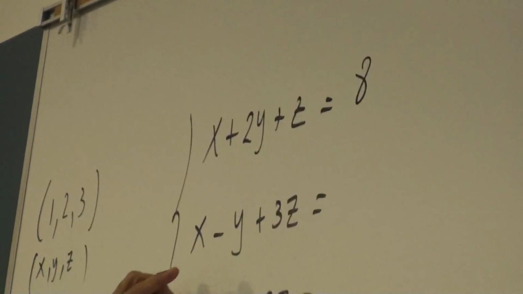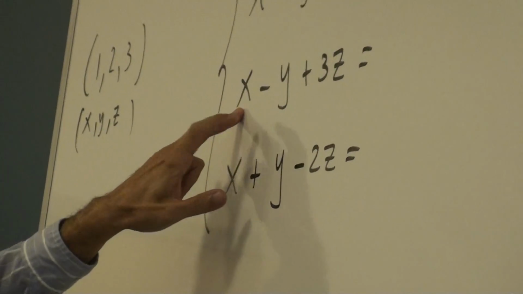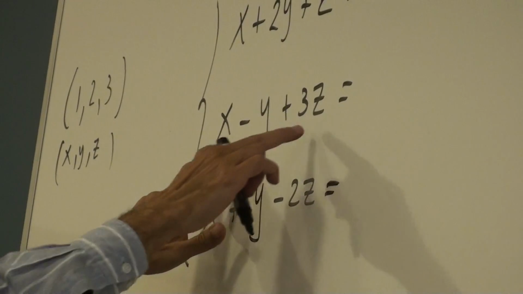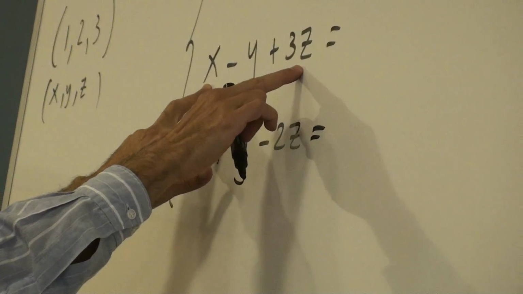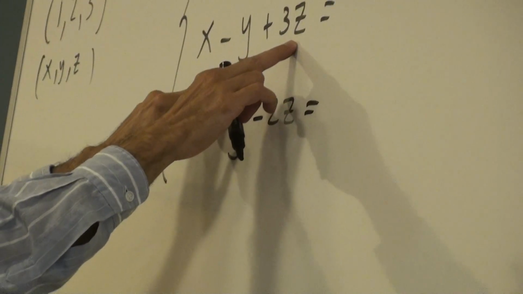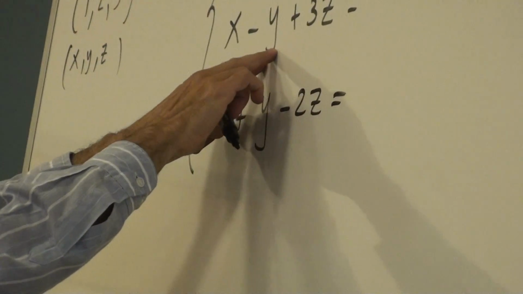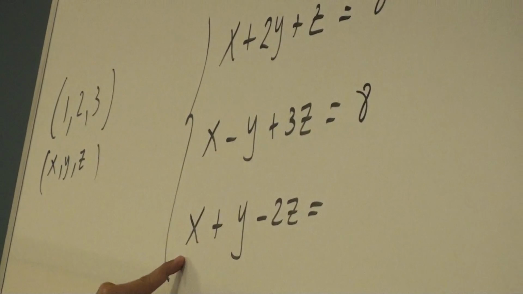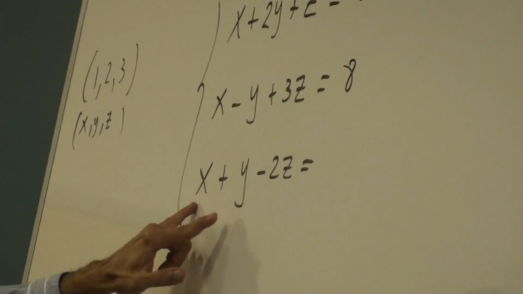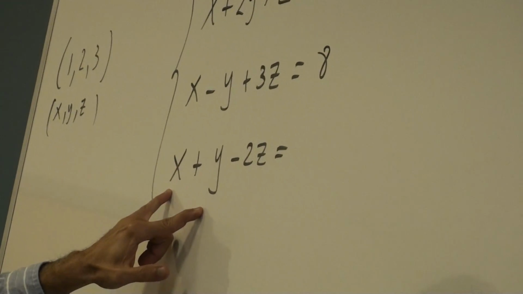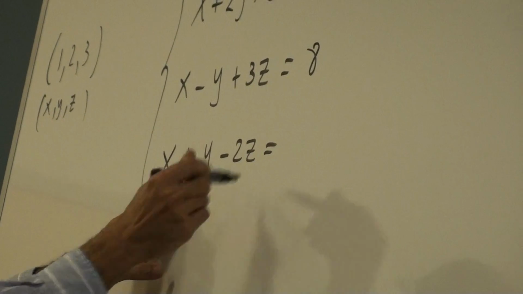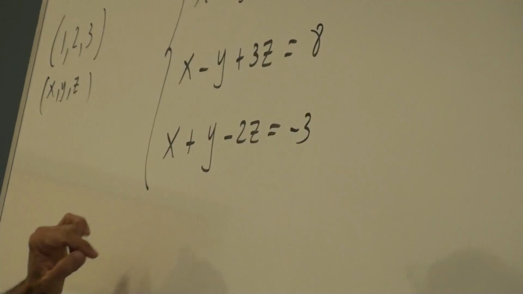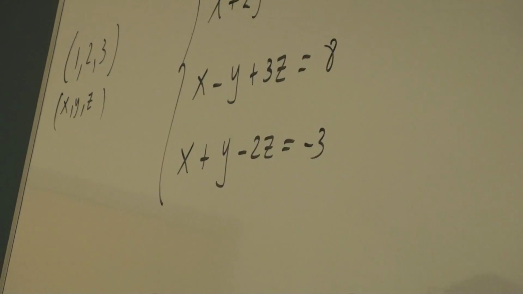Okay? 1, negative 1, 3 is going to be 9 here, 9, 7, and then it's going to be 8 again. And then here is going to be 1, and 2 is 3, 2 times 3 is 6, negative 3. Is that okay? Let me check this.